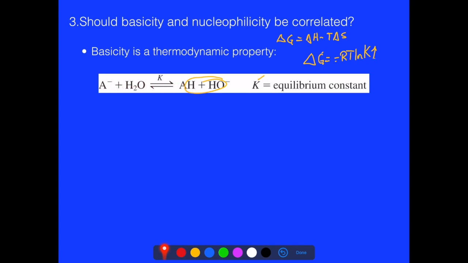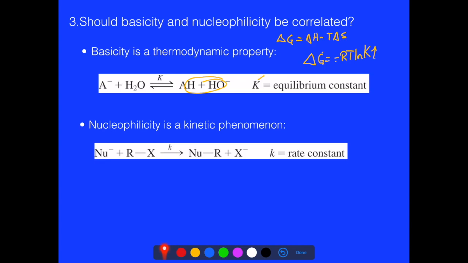On the other hand, nucleophilicity is a kinetic phenomenon, and that deals with lowercase k, which is a rate, and really deals with speed and how fast these reactions go. We hit upon this earlier in the semester, but thermodynamics and kinetics are two different ways to talk about reactions, and they deal with two different things.